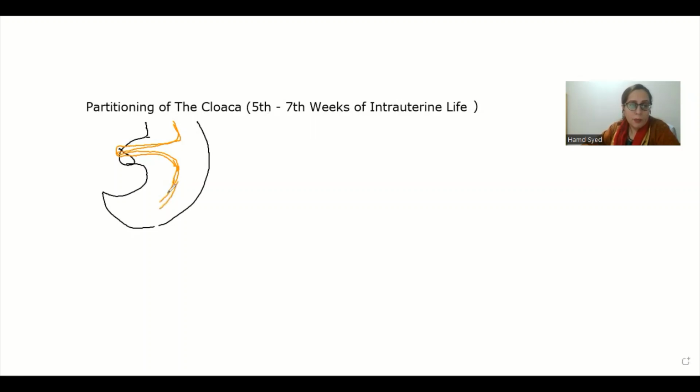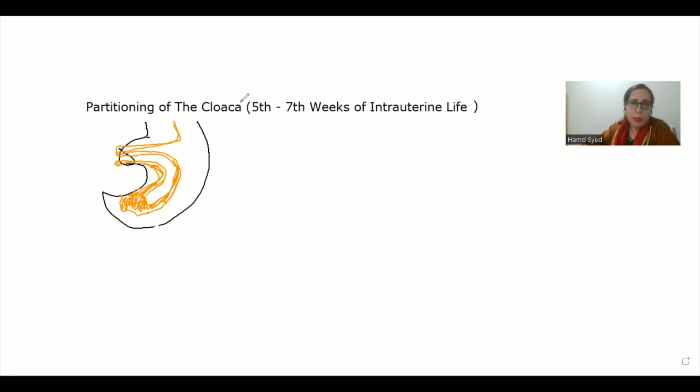This hindgut will enter a pouch-like diverticulum at the lower part, or the caudal end, of the embryo. This pouch-like diverticulum is known as the cloaca. So the hindgut enters the posterior end of this pouch-like region in the caudal part of the embryo, known as the cloaca, whereas the anterior part of the cloaca receives the allantois. The allantois is the diverticulum which enters the umbilical cord, and you can see it entering this pouch-like diverticulum, that is the cloaca.